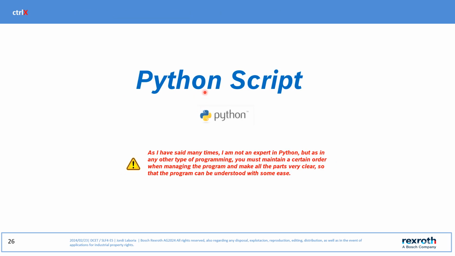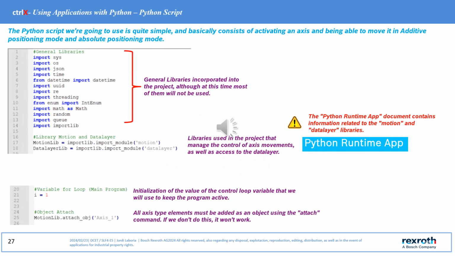Python script. As I've said many times, I am not an expert in Python, but as in any other programming mode, a certain order should be maintained when managing the program and thus allow it to be relatively easy to understand. The Python script is relatively simple, and we will use it to activate an axis and then move it in additive position mode and absolute position mode.